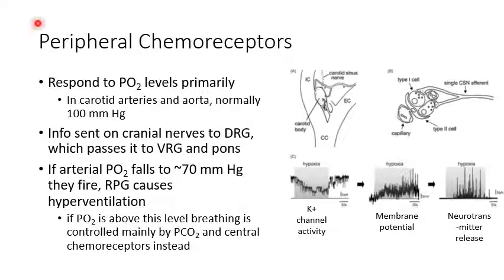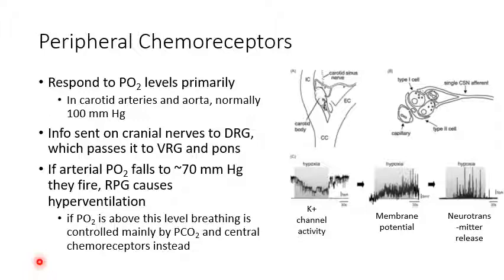Okay, now for the peripheral chemoreceptors that are responding mostly to partial pressure of oxygen. Normally, the partial pressure of oxygen in your arteries is going to be 100 millimeters of mercury, and they're not really active at that level. You have to have a significant drop for them to really start firing. If your PO2 drops to around 70 millimeters of mercury, then they're going to start firing, and if it continues to drop to around 60, then they're really going to start firing a lot. And they're going to send that signal into the RPG, and it's going to cause hyperventilation.